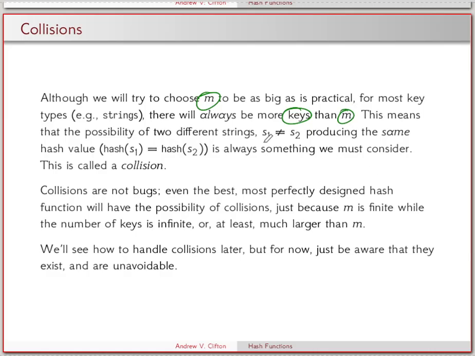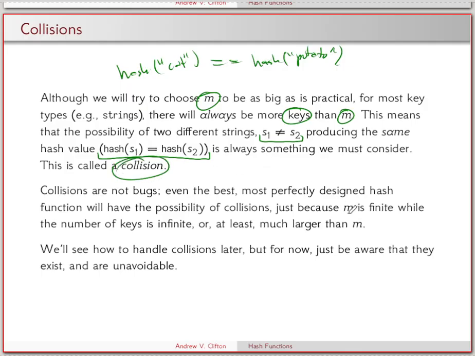So that means that it's always possible that we could have two different strings, but when we run them through our hash function, they give us the same number. Maybe the hash of cat ends up being equal to the hash of potato. That's not a bug. It's something that's inevitable. There's always going to be more strings than whatever m we pick, so there's always going to be two strings somewhere that collide. So we call this a collision.